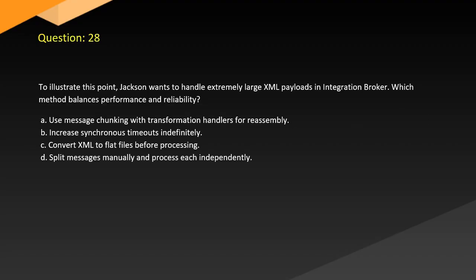Question 28. To illustrate this point, Jackson wants to handle extremely large XML payloads in Integration Broker. Which method balances performance and reliability? A. Use message chunking with transformation handlers for reassembly. B. Increase synchronous timeouts indefinitely. C. Convert XML to flat files before processing. D. Split messages manually and process each independently.